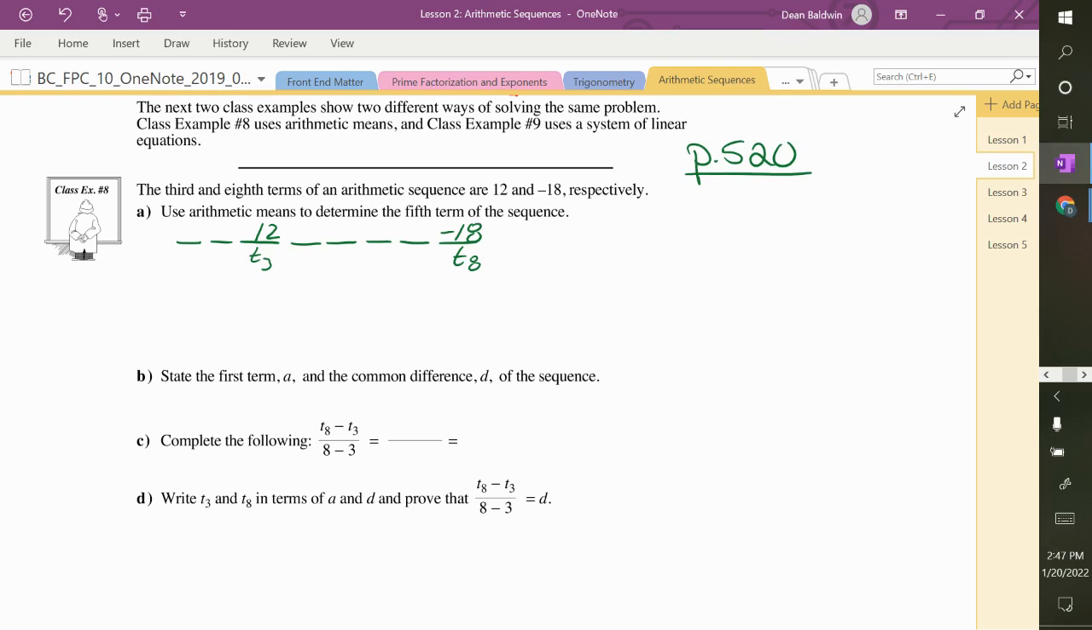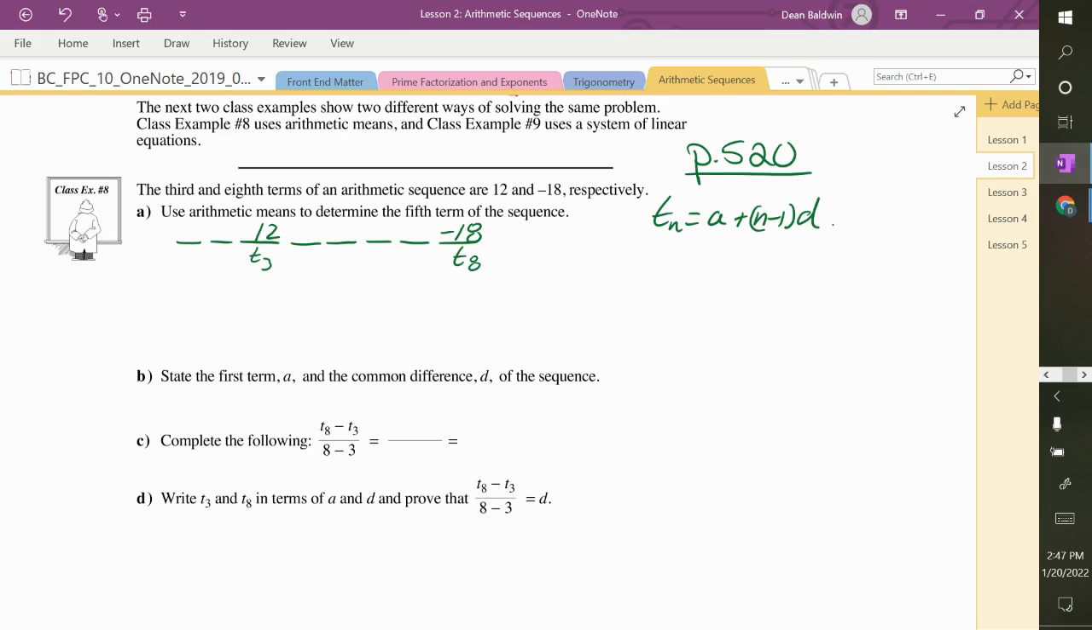Problem is, I don't know the first term. So that throws a wrench in our formula, because the only formula we know so far is a plus n minus 1 times d, right? I don't know what a is. I don't know what the common difference is. I don't know how we're getting these.